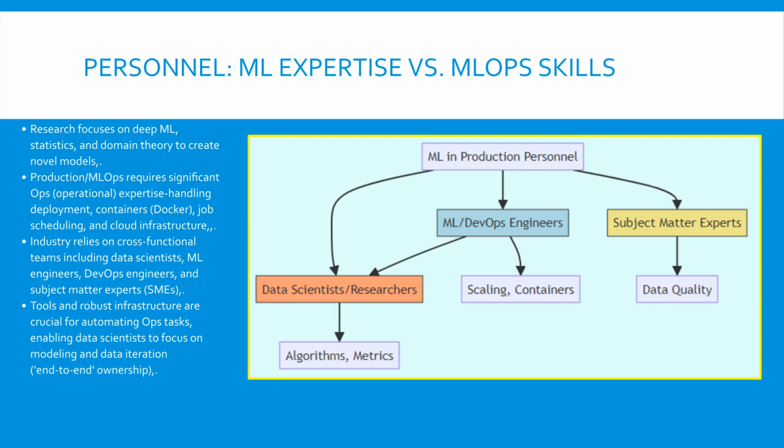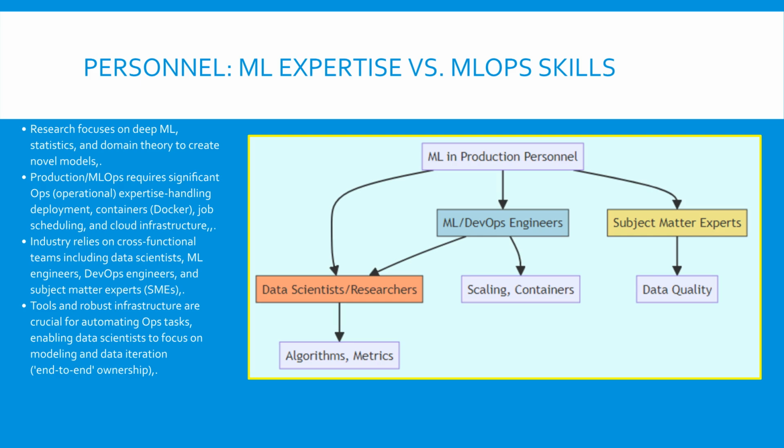Because one person rarely has all these skills, production environments rely on cross-functional teams. This means groups must collaborate, including data scientists, software engineers, DevOps specialists, and subject matter experts, like doctors or lawyers, who provide essential domain knowledge. Since infrastructure work requires a very different set of skills than data science, successful companies invest in robust tools to automate these operational tasks. This abstraction allows data scientists to become end-to-end owners of the ML workflow, without needing to become experts in complex infrastructure like Kubernetes.